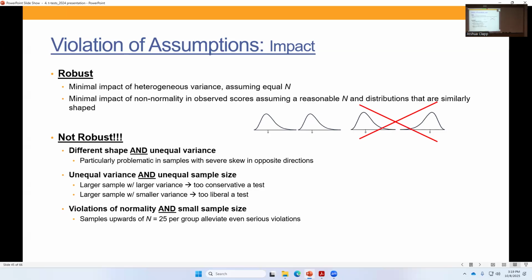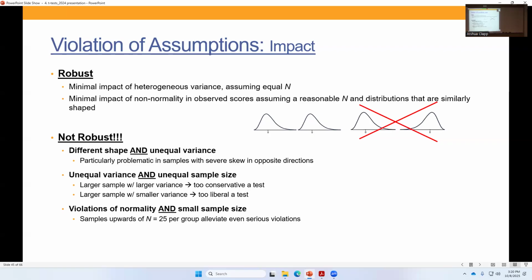Same thing if I have my larger sample with the smaller variance, right? That group is going to weigh more in the calculation of my pooled variance. It's going to make that pooled variance smaller than it should be. It's going to drive my t-test up, right? And it's going to mean that I'm going to identify differences when there aren't really differences.